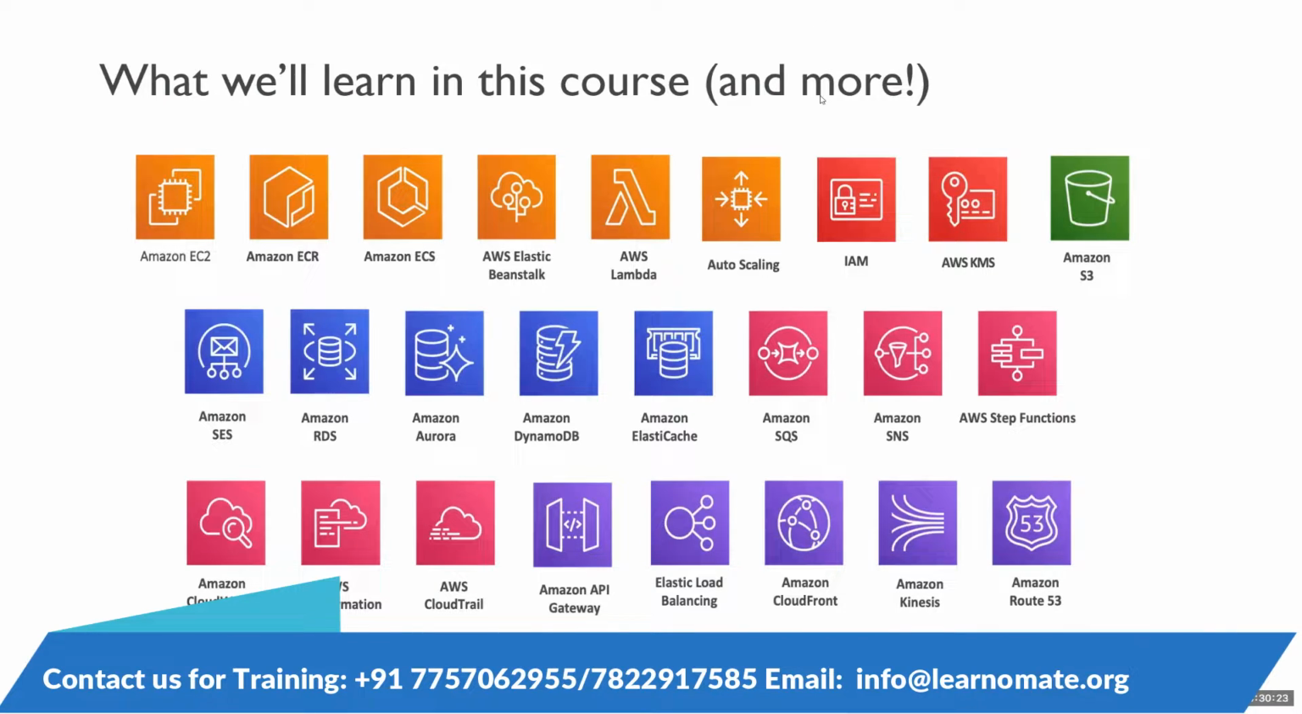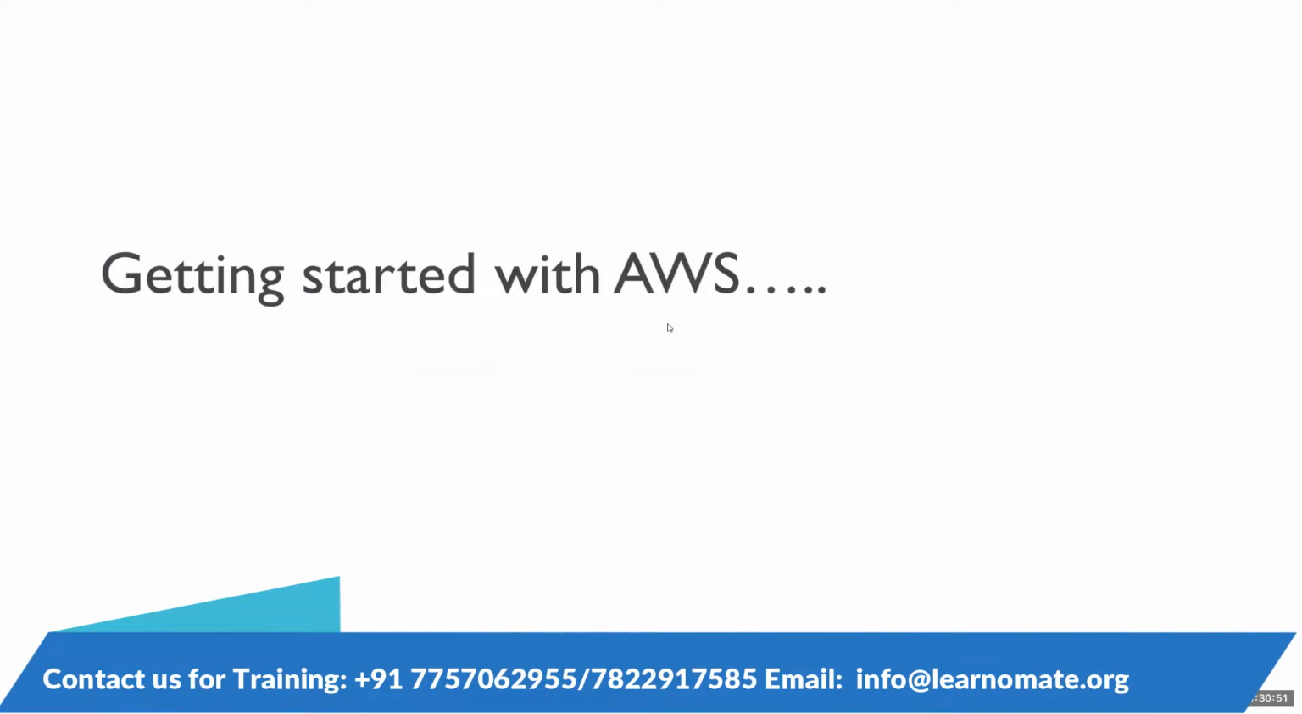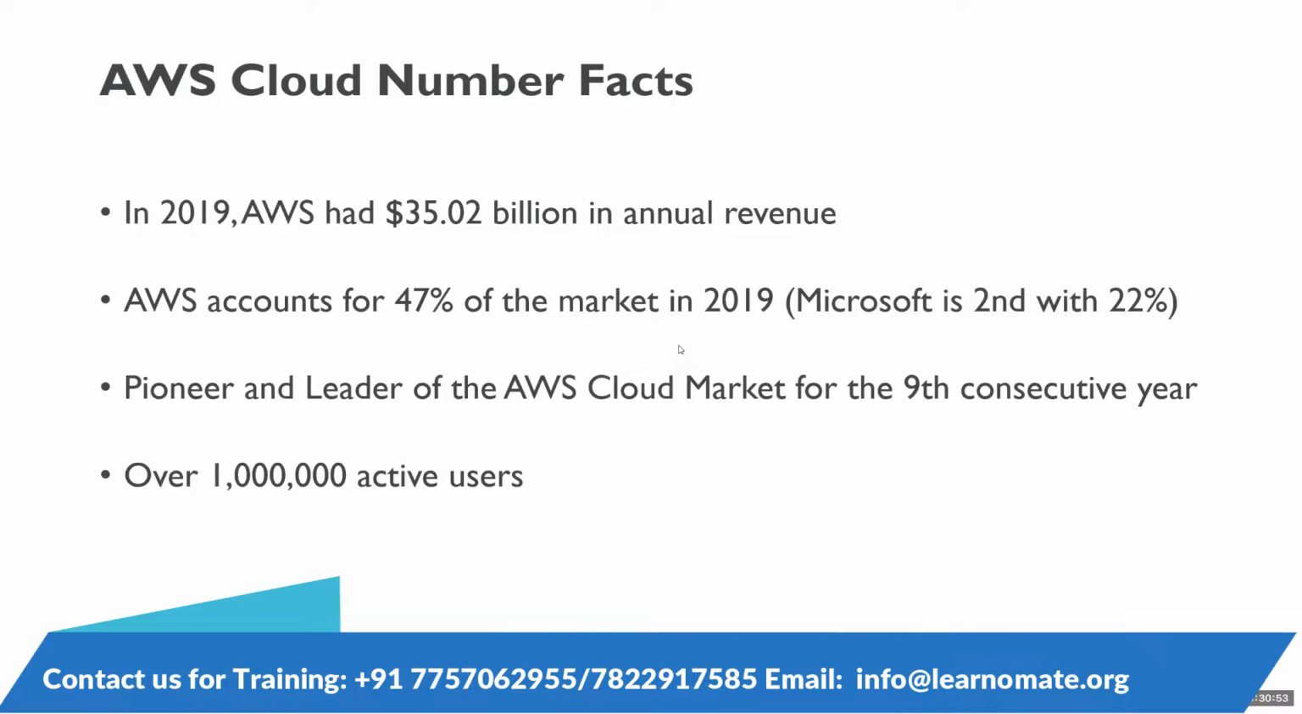See, I told you, we are running more than 30 services. Some of the services are EC2, ECR, ECS, IAM. IAM is one of the important services, KMS is for encryption, S3 for storage, and RDS for databases. These are some basic or important services that we discuss in the course, and there are a lot of others besides these. Okay, next. Let's start with the AWS introduction.